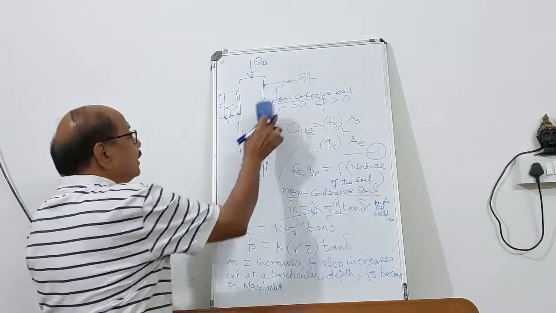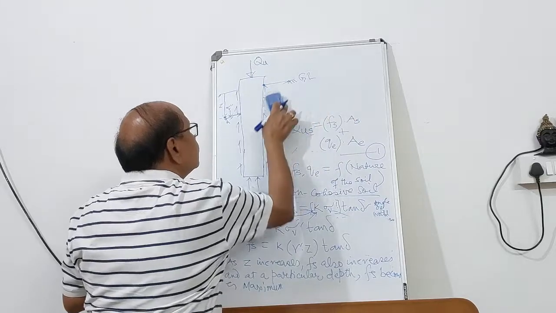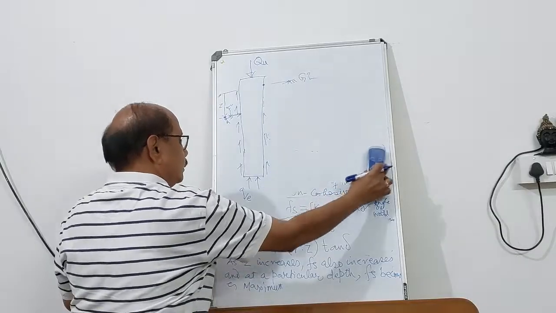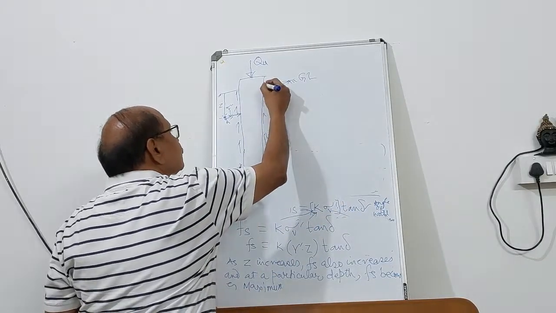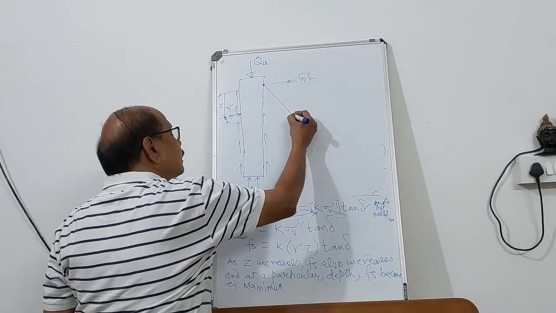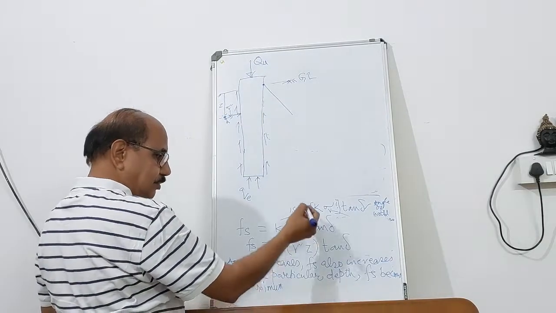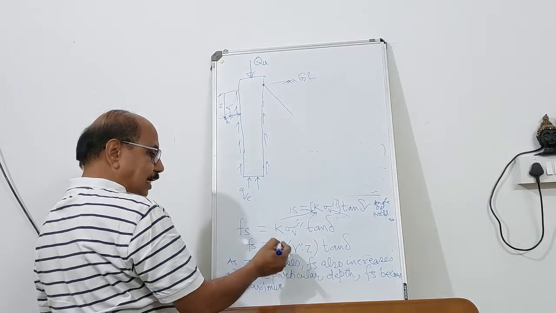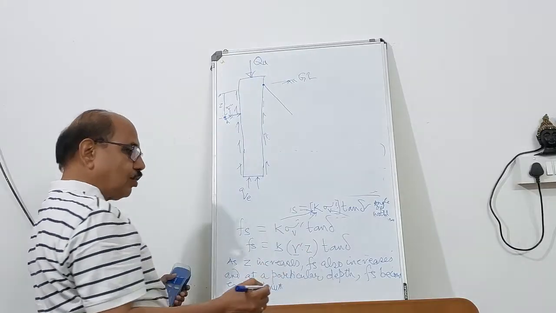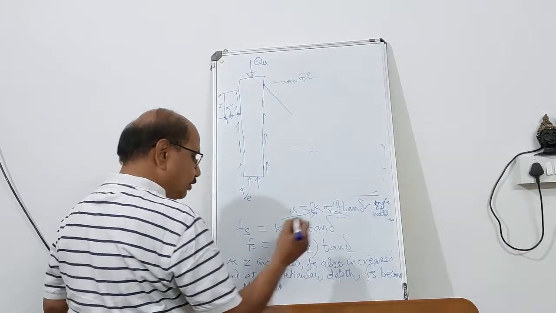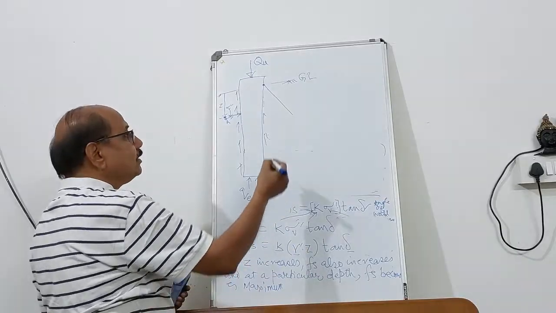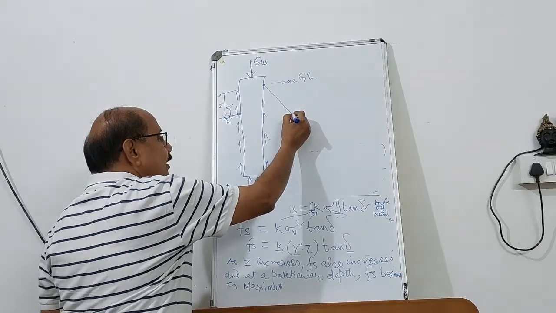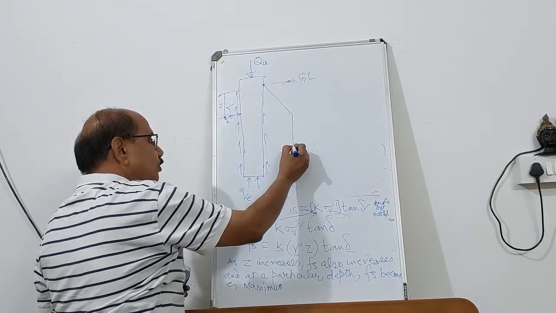So it increases like this. The value of Fs is going to increase linearly as Z increases, because for the given soil mass K is constant, gamma prime is constant, delta is constant, so Fs depends upon Z. So Z increases, Fs also increases, and it becomes maximum at a particular depth.